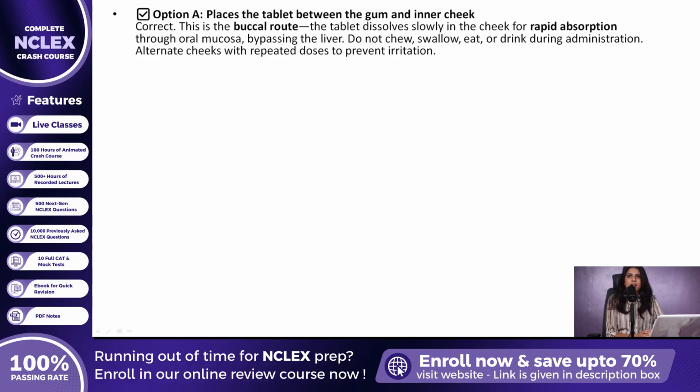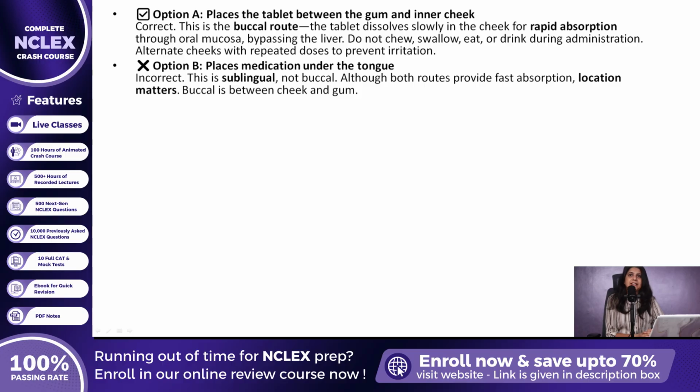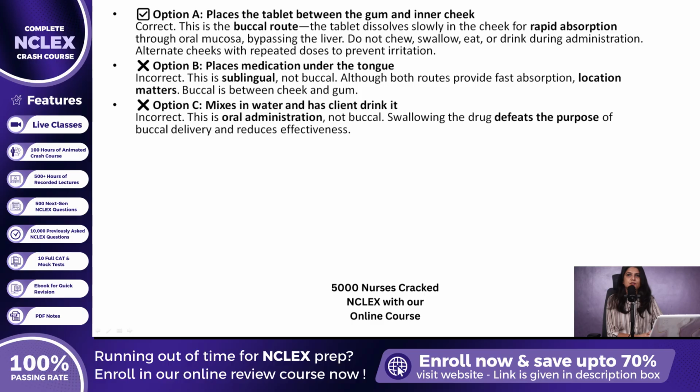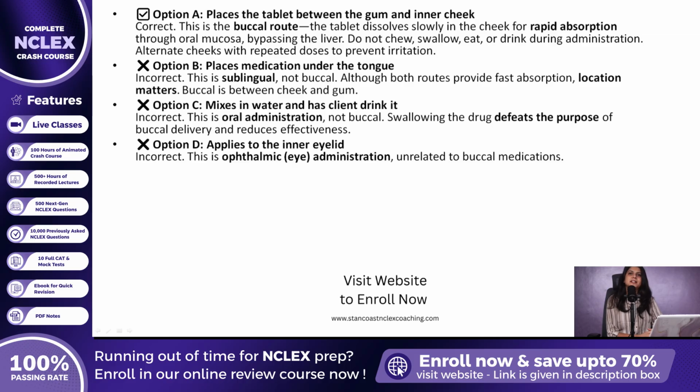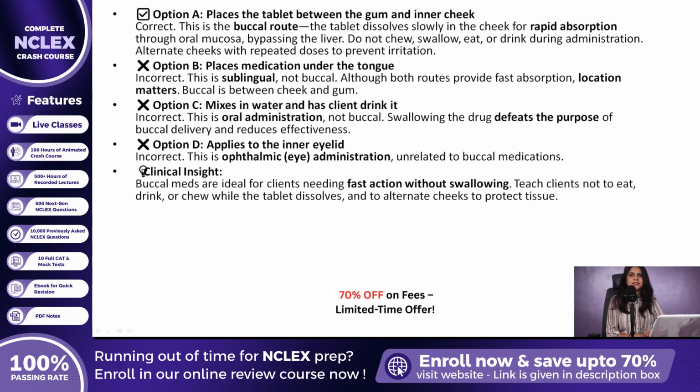Option B is incorrect because placing a medication under the tongue is considered sublingual administration, not buccal. Though both routes provide rapid absorption, they involve different anatomical sites. Option C is an oral route and should not be used for medications designed for buccal absorption, as swallowing them prematurely reduces their effectiveness. Option D refers to ophthalmic administration, which has nothing to do with buccal delivery and is entirely unrelated. This question emphasizes how critical it is for nurses to distinguish among similar-sounding routes to ensure that medications are administered safely and achieve their intended therapeutic effect.